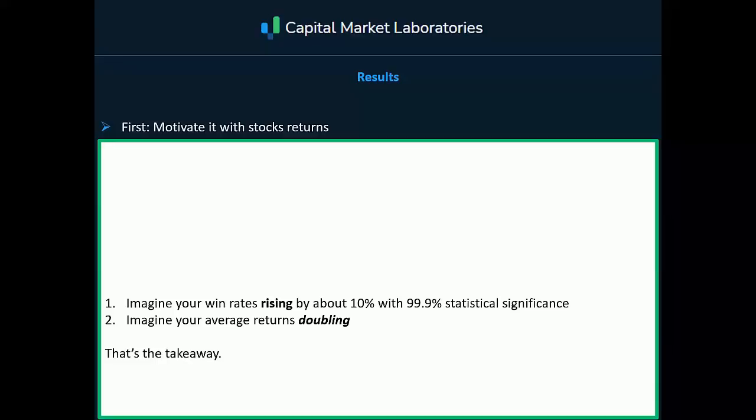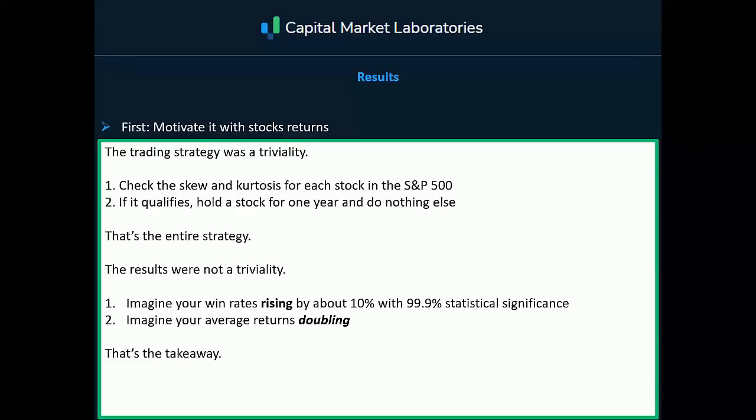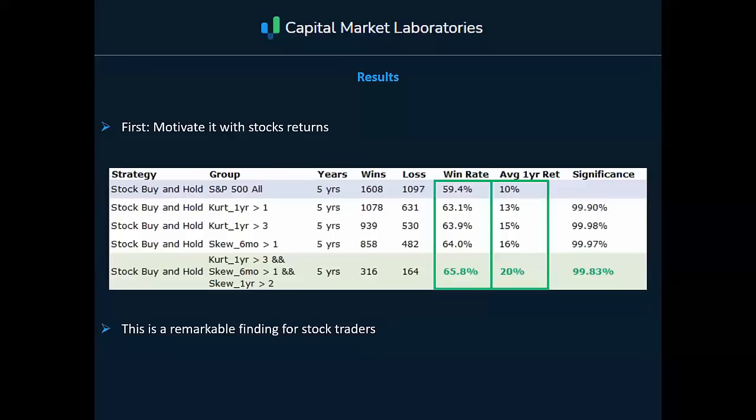So that's the takeaway for stocks. The strategy can be optimized. It was rather trivial. The results were not a triviality. This is a remarkable finding for stock traders. The ability to double your average returns and see win rates go up about 10%, not 10 percentage points, 10% comparatively, is life-changing, if it's sustainable. So it's a remarkable finding for stock traders, and it should translate into a truly remarkable finding for option traders because options are levered.